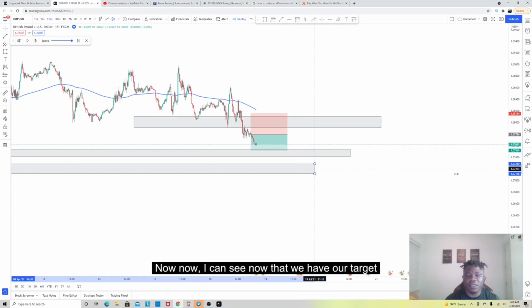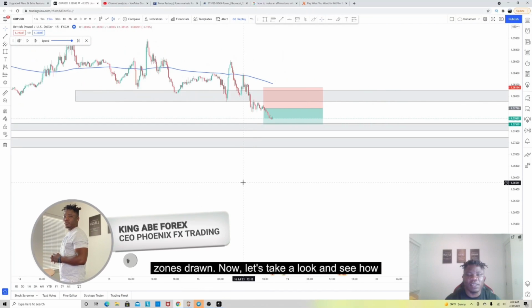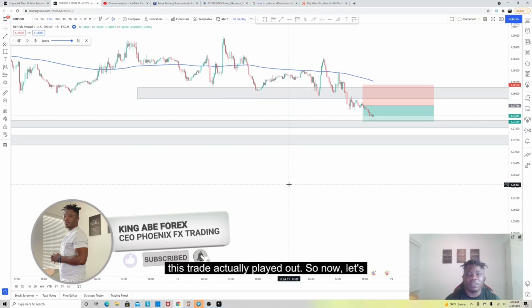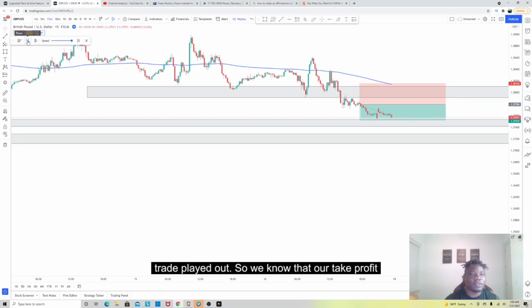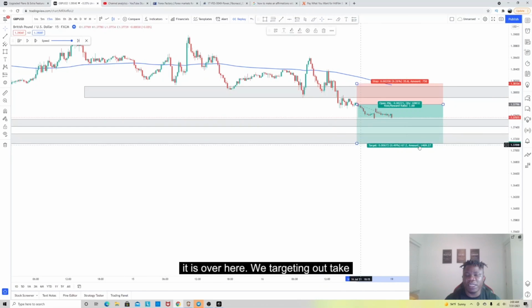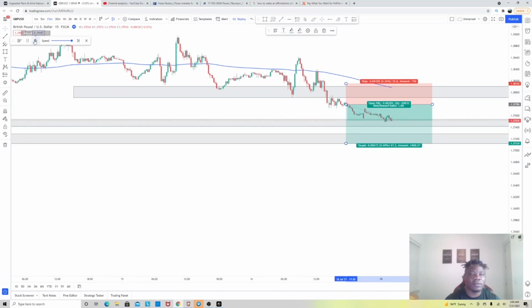Now that we have our target zones drawn, let's take a look and see how this trade actually played out. So we know that our take profit is over here. We're targeting our take profit for 67 pips, stop loss 35 pips, risk to reward ratio 1:8. So let's see how this trade played out.